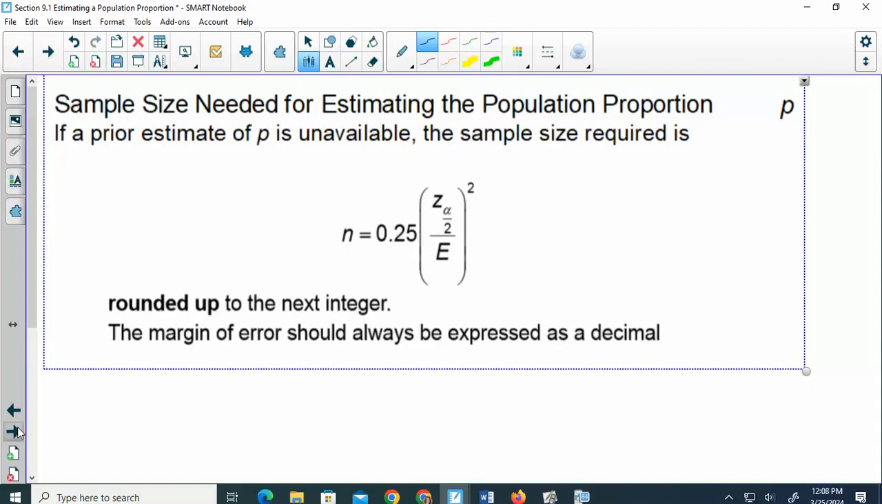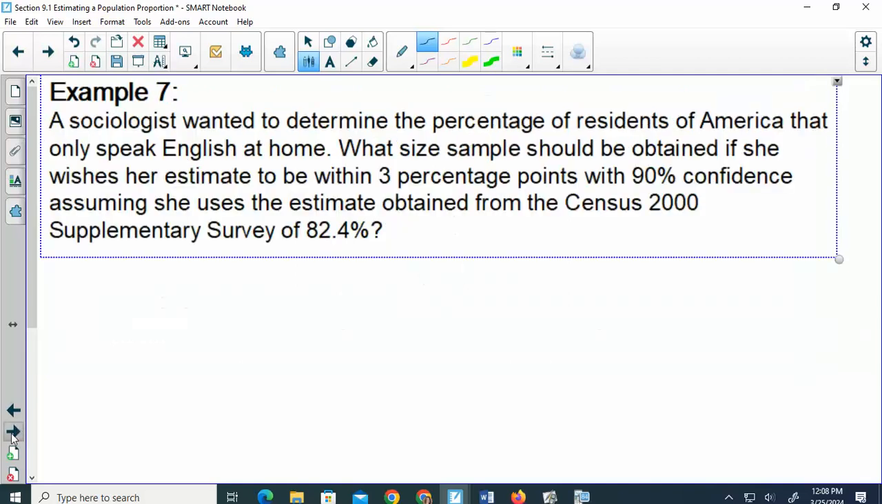So if I wanted to do that one, I have to have a prior study. If I don't have a prior study, we just use 0.25. There are 2 bullets on your formula sheet under sample size, and it tells you how to do both of those. So let's look at these 2 examples, and I'll go back and do the one I skipped. I just want to make sure I get through this.